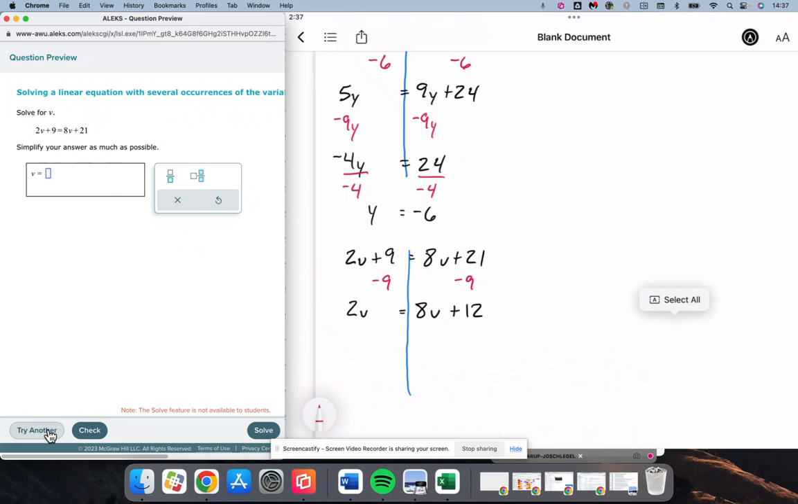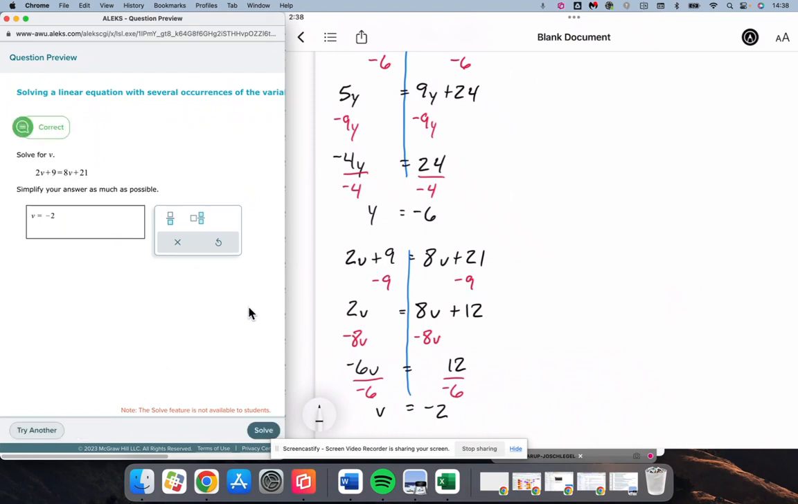We already have v's on the left. Let's just move all the variables to the left. So subtract 8v from both sides. On the left, we would get negative 6v. On the right, 8v minus 8v makes 0, leaving us with 12. We see we're multiplying v by negative 6. We need to divide by negative 6. And we get v is equal to negative 2. Okay, one more.